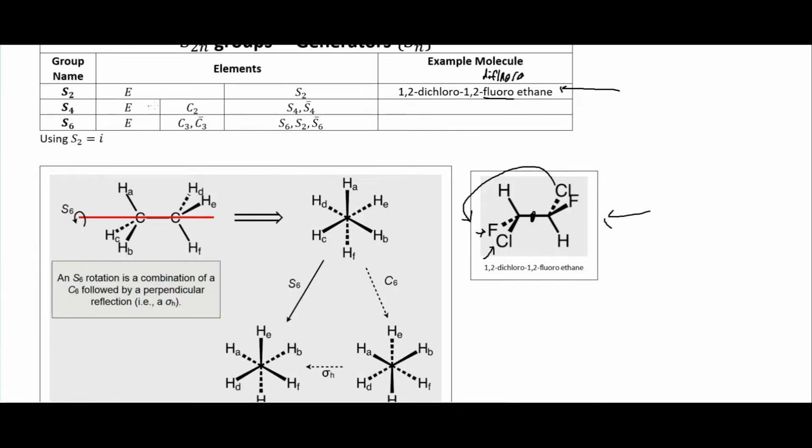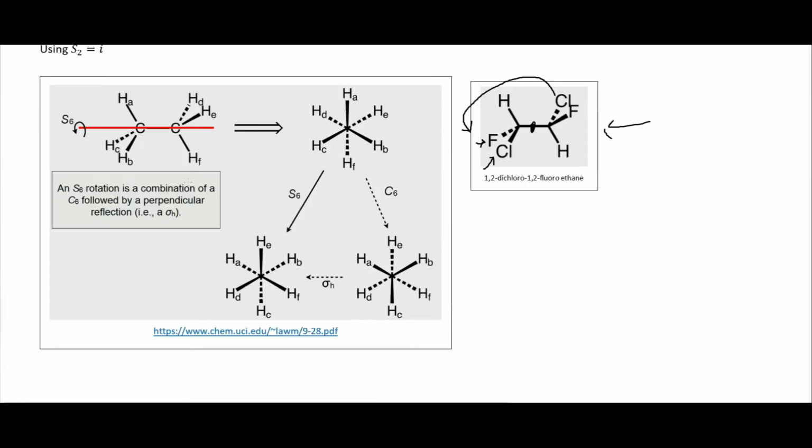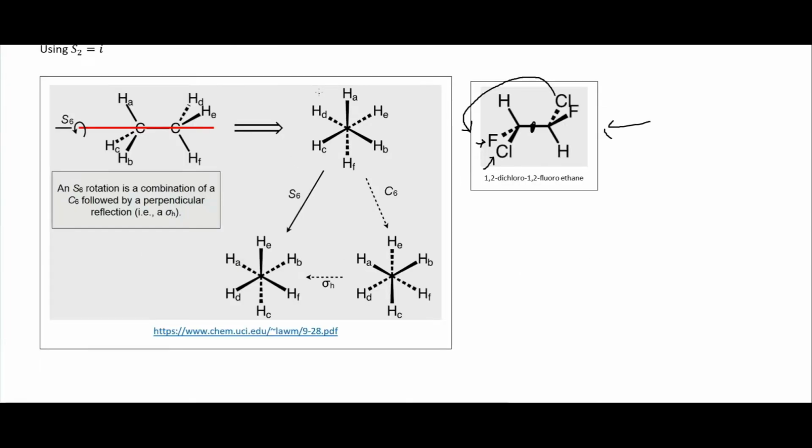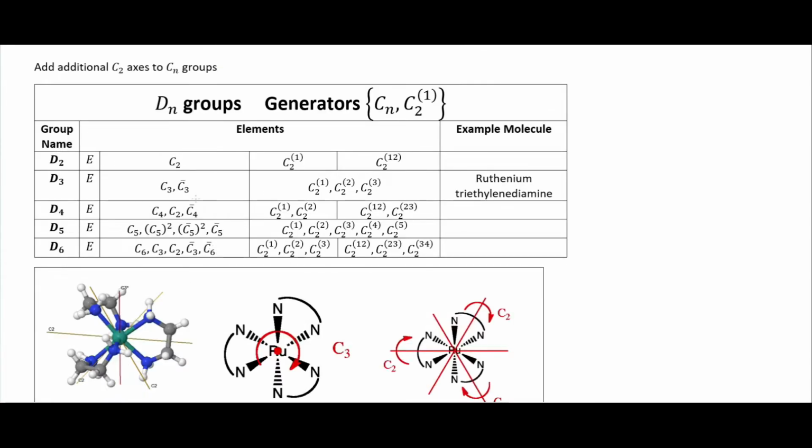I was hard pressed to find anything that was an S4 or an S6 group. This is an S6 operation here, but this molecule would actually have other symmetry that it would satisfy, and so it's not actually an S6 group. But I talked about how the S6 happens in the previous video, how essentially it's rotating 60 degrees down that way, then reflecting so that this solid bar ends up as a dotted bar pointing back, and the dotted bar pointing back ends up as a solid bar pointing forward.